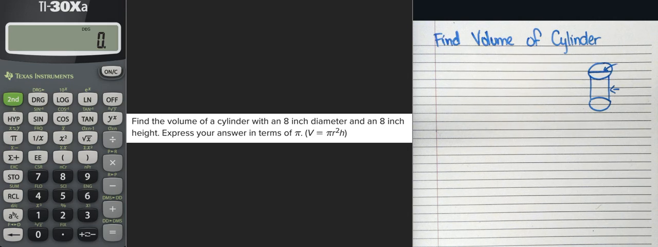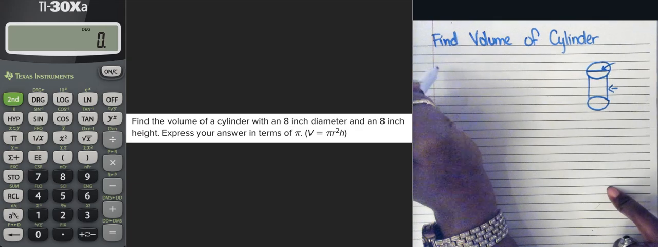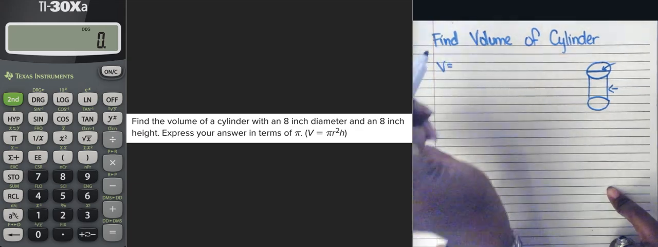All right, so we're going to do the same thing. Find the volume of a cylinder. This time they have given us an 8-inch diameter and an 8-inch height. They want us to express our answer in terms of pi, and they've given us the formula that they want us to use for us to find the volume.